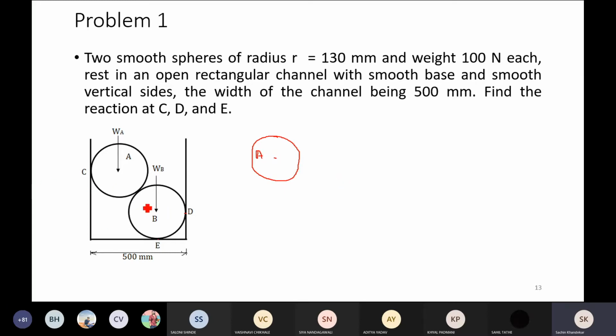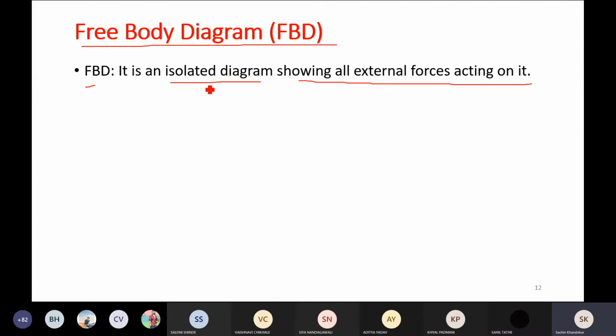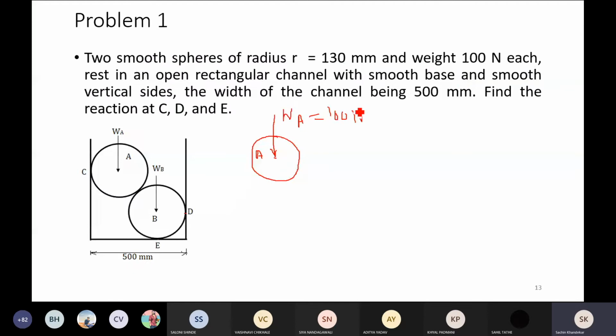Please note that all the contact surfaces are perfectly smooth. This is given in the problem, right? So the various forces acting on the cylinder A are, first of all, its self weight WA, that is 100 Newton, correct? Please note how we define the free body diagram. It is an isolated diagram showing all the external forces acting on it. External forces. Isolate means you remove all other connected bodies by their reaction. So here I am going to remove this vertical wall of the channel by its reaction.